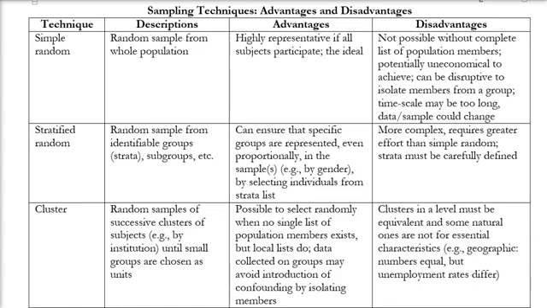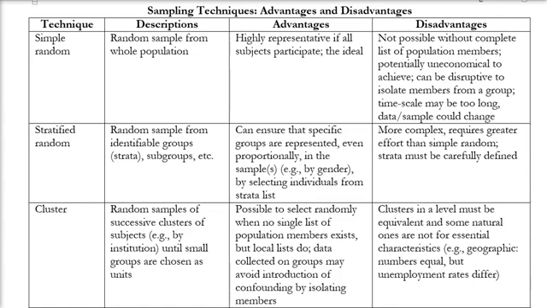Okay, so starting with sampling techniques, advantages and disadvantages. Technique, simple random sample. Description: a random sample from the whole population. You are taking just a sample randomly, without any predetermined order. That is a keyword. Advantages: it is highly representative because every subject has an equal chance of being selected. A random sample is considered one of the best samples.